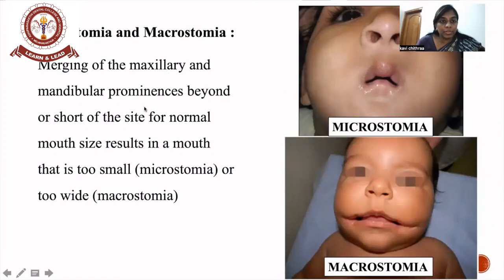Then there's microstomia and macrostomia, which is nothing but a smaller mouth and a larger mouth, larger opening. So merging of the maxillary and the mandibular prominences beyond or short of the site for normal mouth size results in a mouth that is either too small or too large. So this child has a smaller opening, whereas if you see this child, it has a larger stomatodeum, larger mouth.